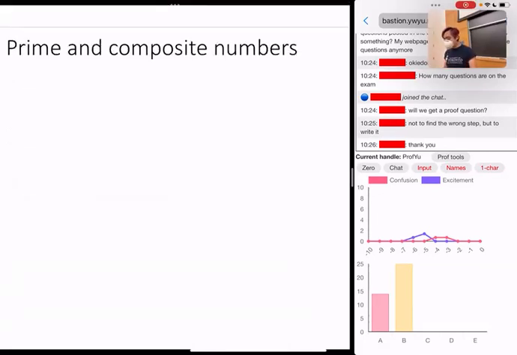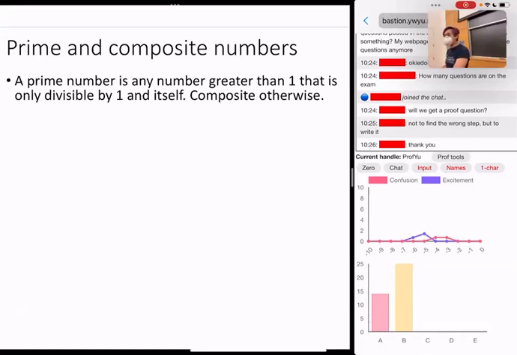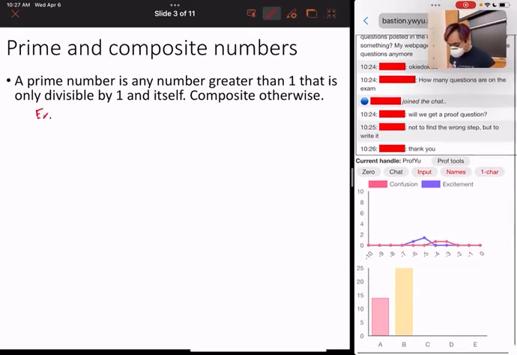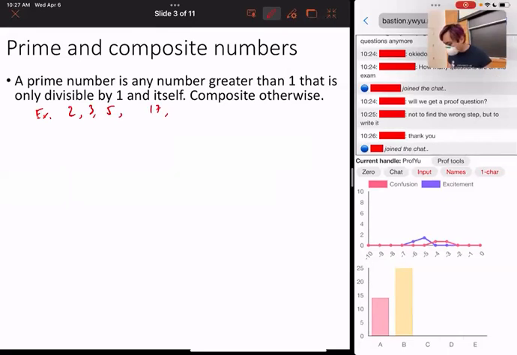So, prime and composite numbers. Well, what's a prime number? A prime number is any number that's divisible by only 1 and itself. Hopefully you know that by this point in this class. If you don't, well, you have a lot of studying to do. For example, you have things like 2, 3, 5, etc. And you also have things like 17, 23, 97. I will give you a list of all the prime numbers smaller than 100.